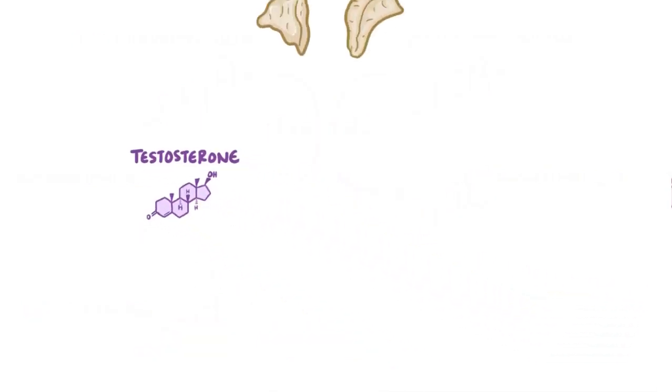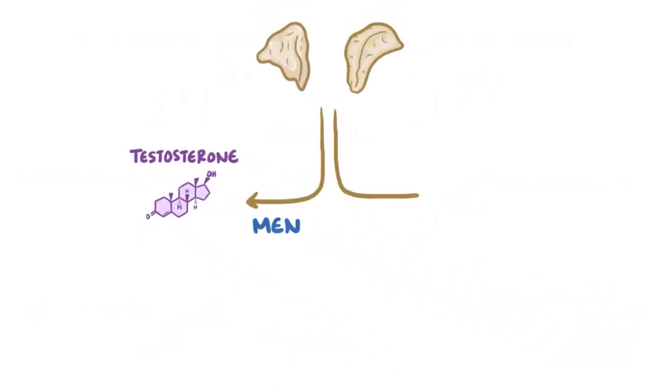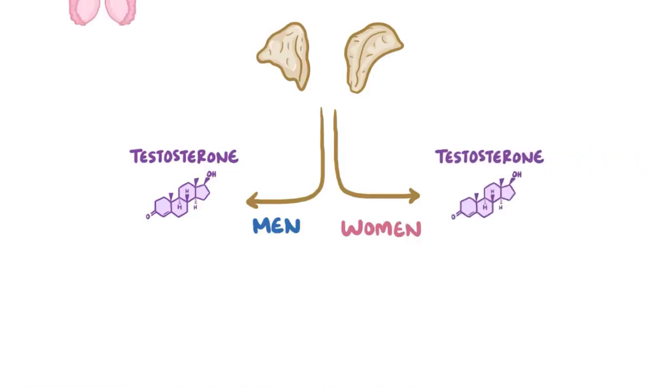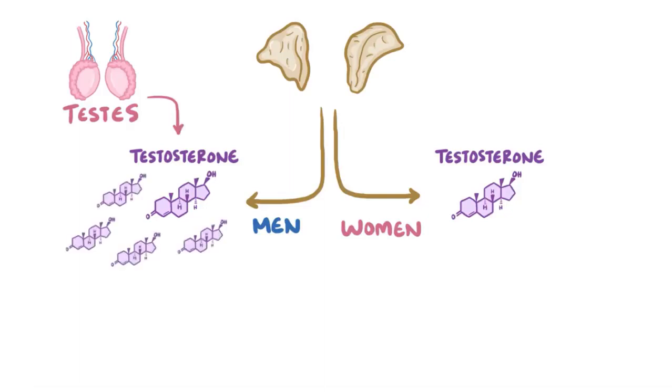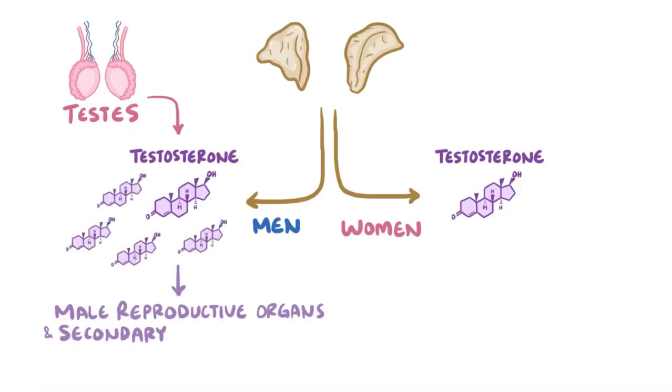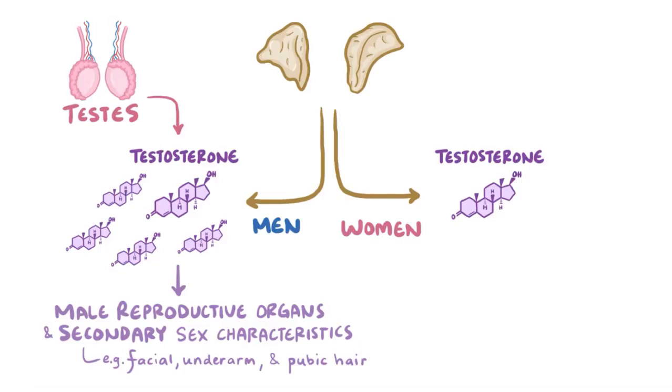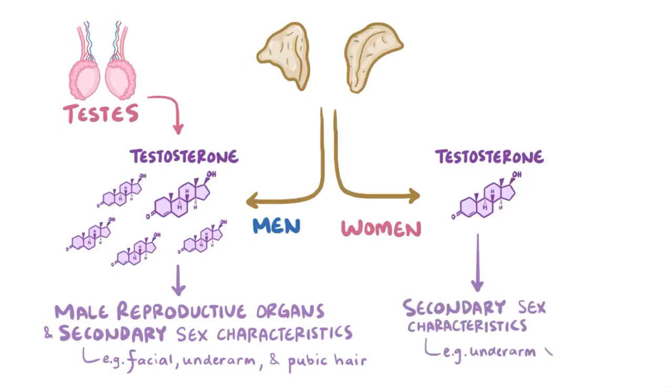The adrenal glands are involved in testosterone production in both men and women, but the amount that the adrenals contribute is pretty small in men compared to the testes. In men, testosterone is responsible for the development of male reproductive organs and secondary sex characteristics like voice changes in facial, underarm, and pubic hair. Since women don't have testes, they have relatively low levels of testosterone, but it's just enough to influence secondary sex characteristics like underarm and pubic hair.